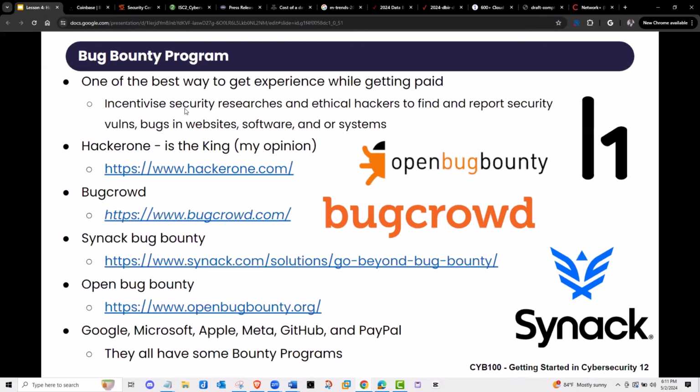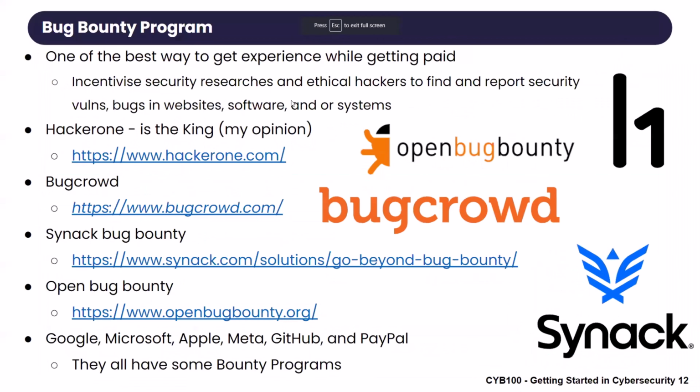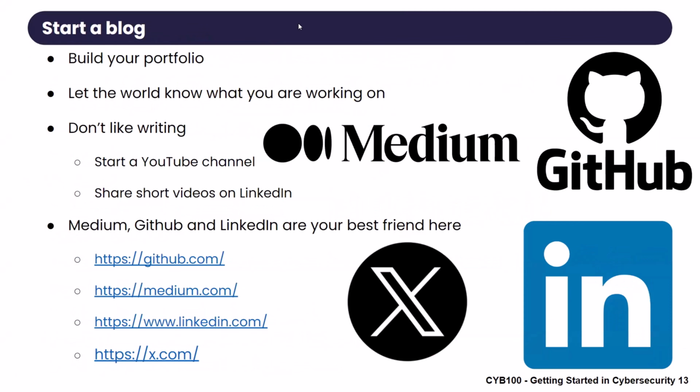Best way to get experience as you are getting paid. So HackerOne is great. I love it. But Bugcrowd is another one. Synack's another one. Open Bug Bounty, this is free. It's open source. Google, Microsoft, all these bigger companies, they all have programs you can participate in. They're all paying millions and millions of dollars to the people who find the vulnerabilities and then report those bugs to them.